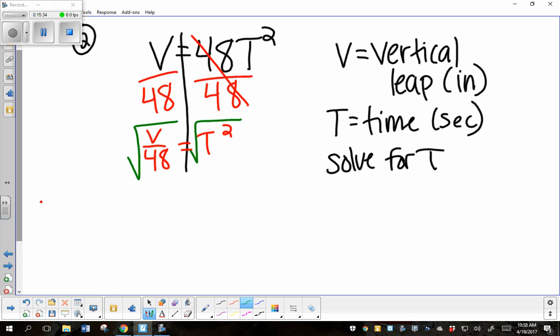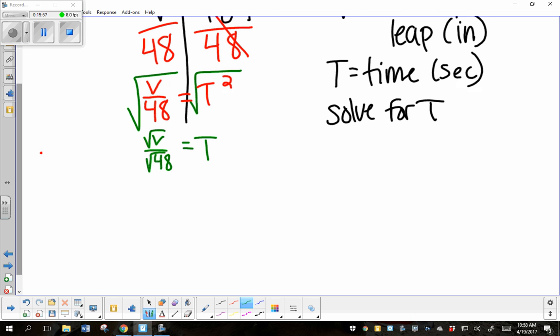So now, you guys can all help me here. The square root of t squared is t, right? On this side, what's the problem with what we have as our answer right now? We have a square root of 48 in the denominator, yeah. So we can think of this as the square root of v over the square root of 48. If you want, we could get rid of that square root right now by rationalizing the denominator. What I would do, though, is simplify that square root before we rationalize it.